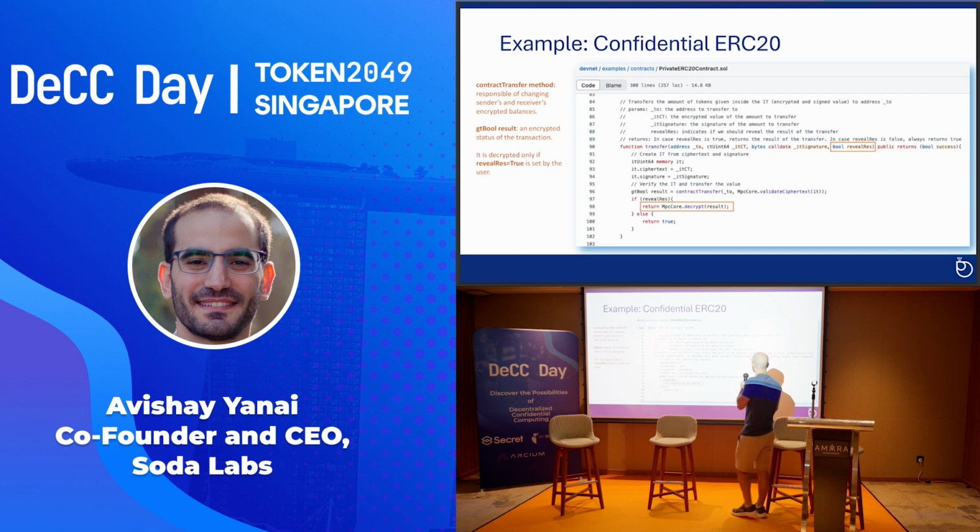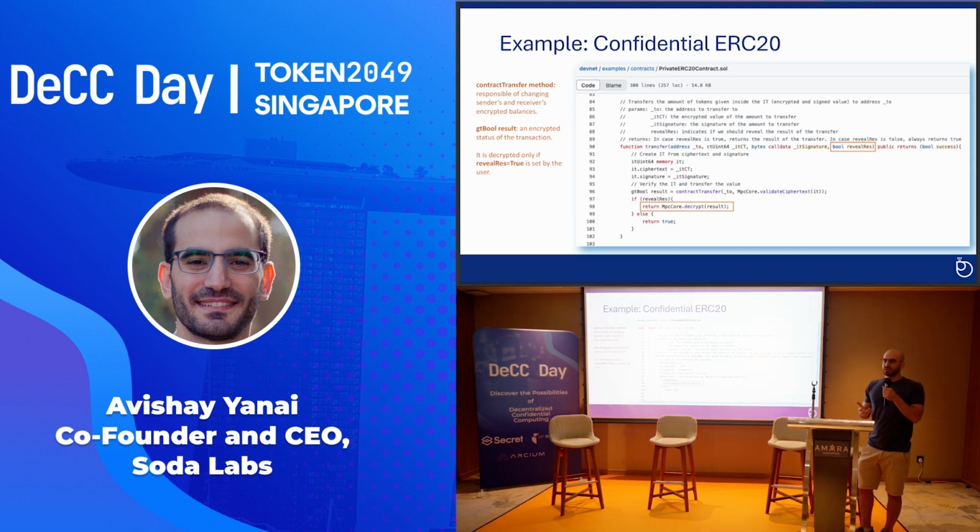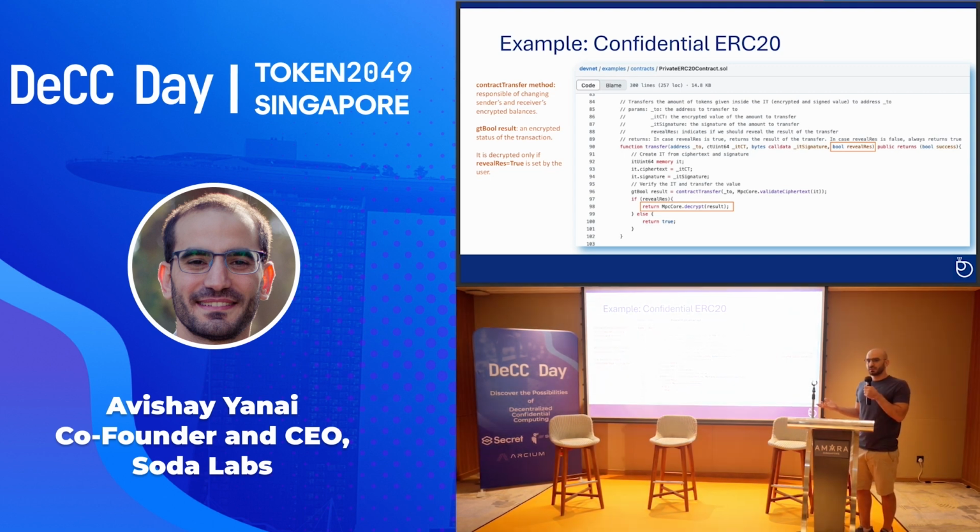And finally, look here, there is a Boolean value that was sent by the sender of this transaction. If this Boolean value is true, then it means that the contract needs to decrypt the result of the transfer to everyone. But the user can decide whether they want to decrypt that successful result to everyone, or keep it private between them and the receiver.